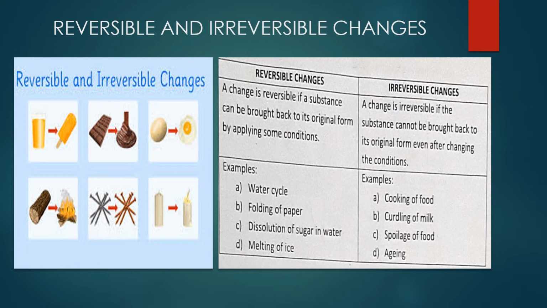For example, cooking of food. The food which is cooked, you cannot get raw food again. Curdling of milk: curd is formed from the milk, but you cannot get back milk from curd. Spoilage of food: the food which is spoiled, you cannot get back the proper food again. And aging, that is, once you grow old, you cannot get back your childhood. So these are irreversible changes.